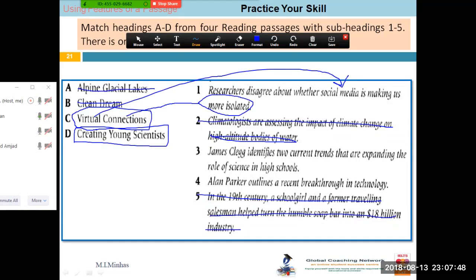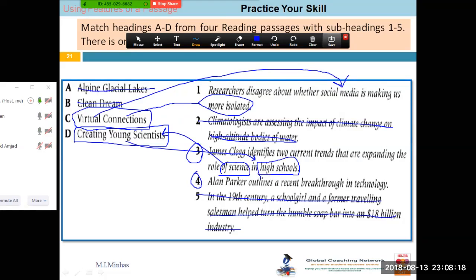This makes sense. We are left with 3 and 4. D relates to 3. Why? High schools means young. Role of science means scientist. Okay. So now creating relates to identifies current trends. It is correct. C is very right. So you need to use these clues and hints.